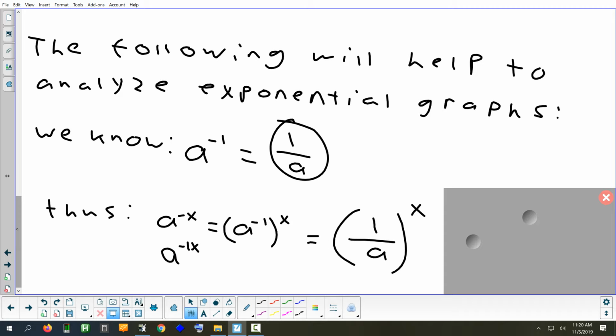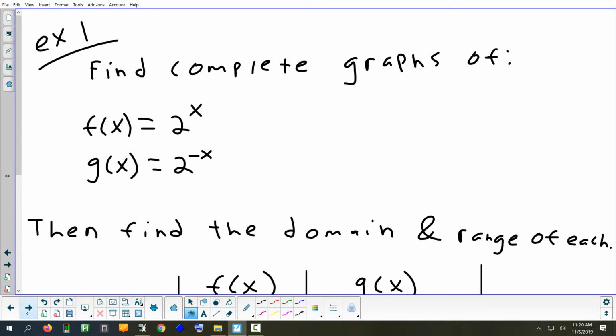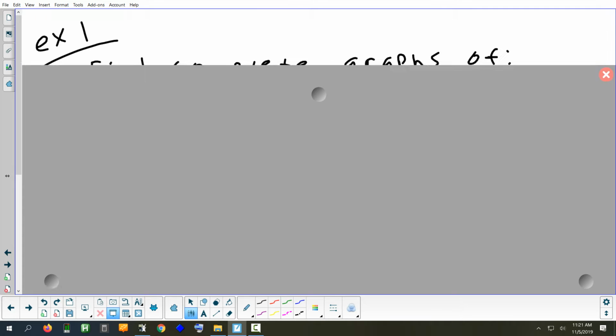So, what ends up happening is if you raise something to a negative x, all you have to do is take your base, flip it, and you can make the x positive. Whenever you're comparing functions, you always want the variable positive. Any questions on that? So just take your base, flip it, and then the x becomes positive because of what I just showed you. Okay, so let's look at these.